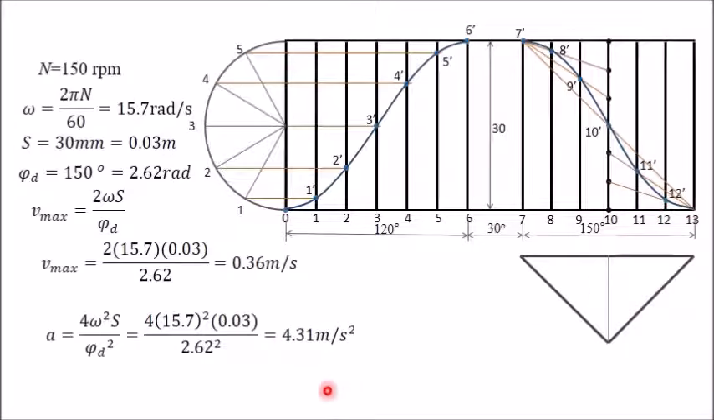And this acceleration and retardation, which is constant here, is given by 4 omega square s divided by phi d square. So put in all these values you have already calculated: omega is 15.7, squared, into 4, s is 0.03, that is 30 mm, and phi d, the angle of descent 150 degrees, in radians is 2.62. When you solve this, you will get 4.31 meter per second square. This is what you are required to calculate.